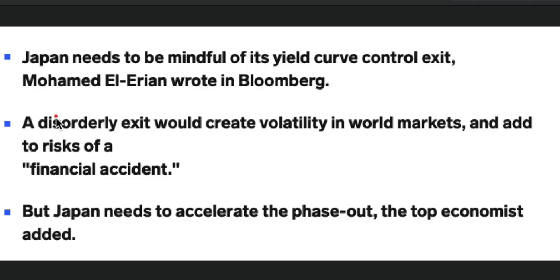A disorderly exit would create volatility in the world's markets. He's not joking, and it adds a risk of a financial accident. This is real. This is a problem. Now, Japan's aware of this. The issue for Japan is that Japan owns about $1 trillion worth of US debt, so they're not going to bite off their nose to spite their face. They're not going to do that. But this is going to slowly lead to pressure if it's done incorrectly.